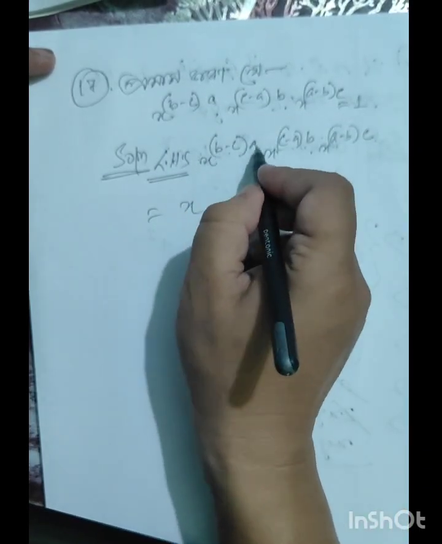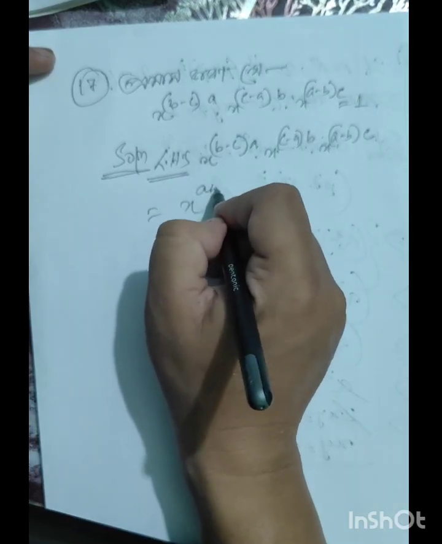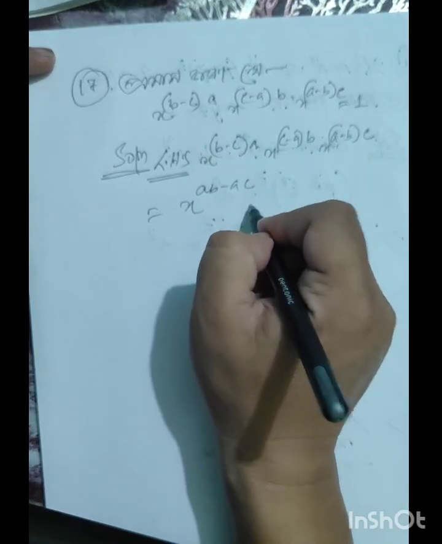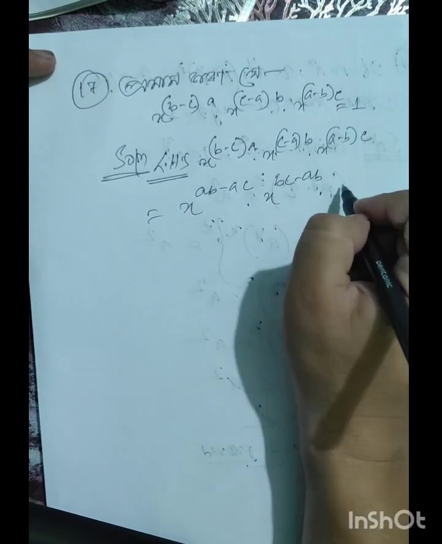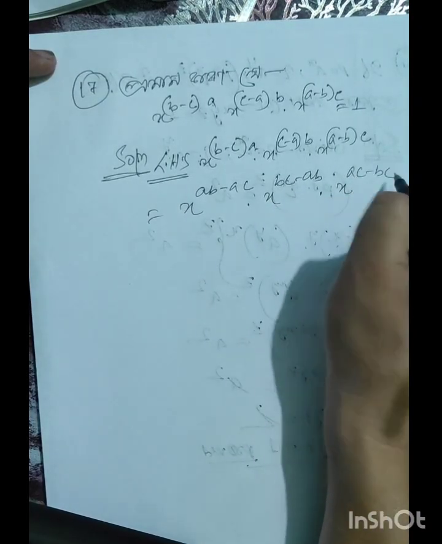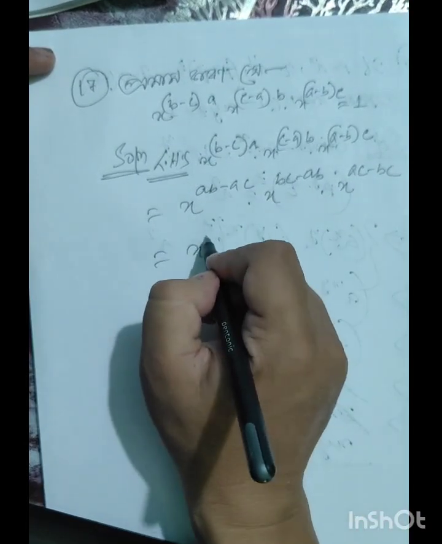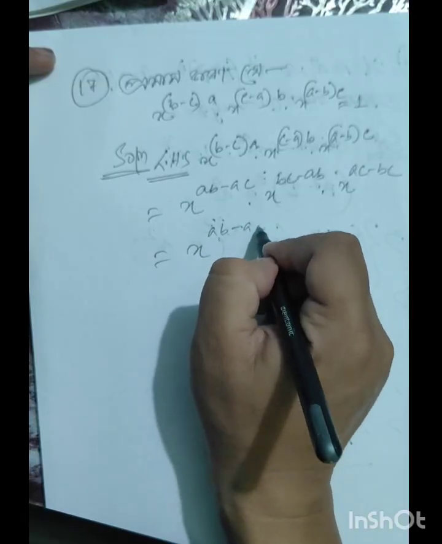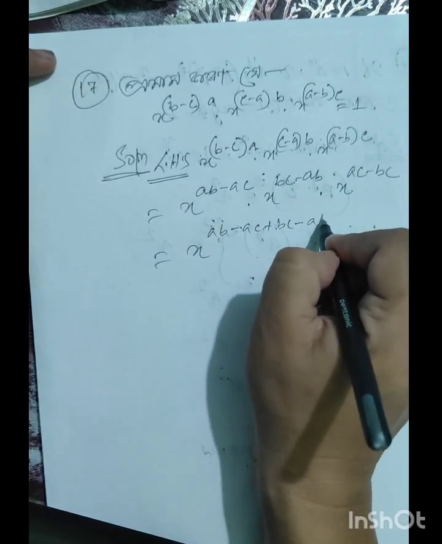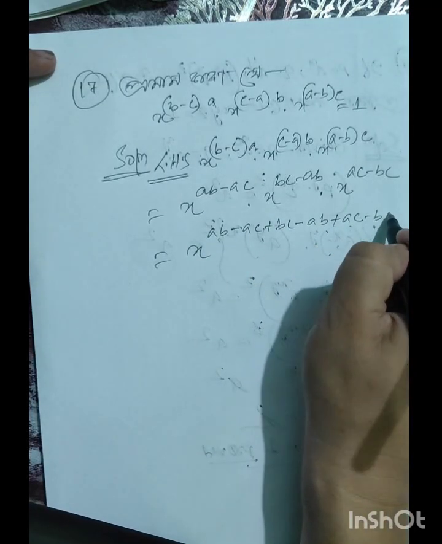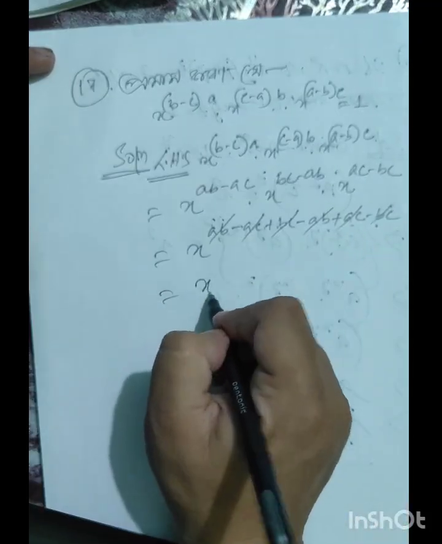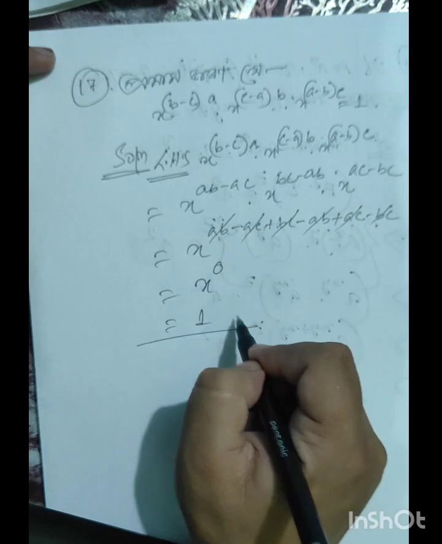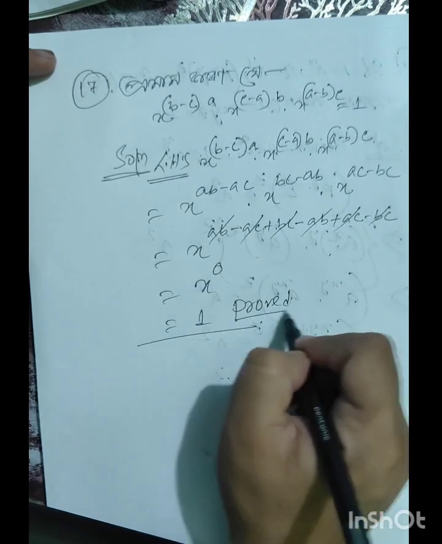From this, multiplying: ab minus ac, bc minus ab, ac minus bc, so x to the power ab minus ac into x to the power bc minus ab into x to the power ac minus bc. Now the base is the same, so the powers add: x to the power ab minus ac plus bc minus ab plus ac minus bc. ab, bc and ac cancel, giving x to the power 0, which means 1. This is the proof.